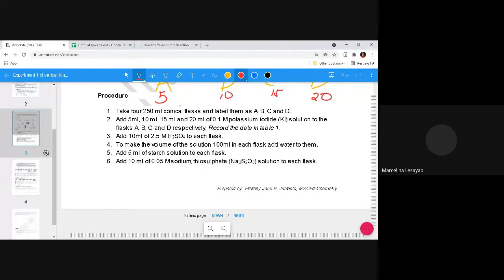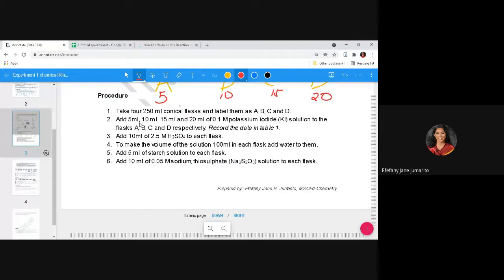Excuse me, ma'am. Yes. Number 2, Procedure 1. Take four 50 ml conical flasks and label them as A, B, C, and D. Okay, so take one more. Take one 50 ml conical flask and label it as C. As D. D naman dito, D.